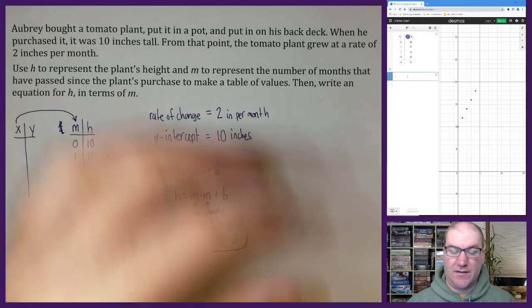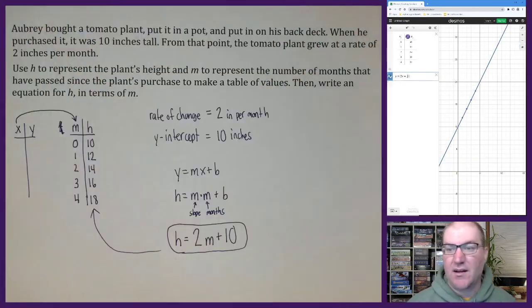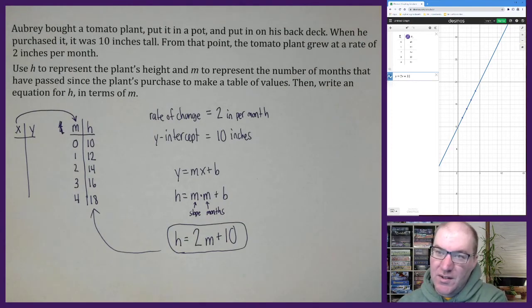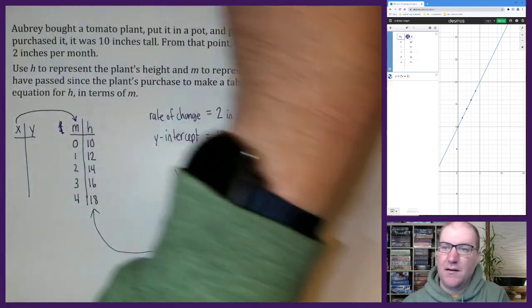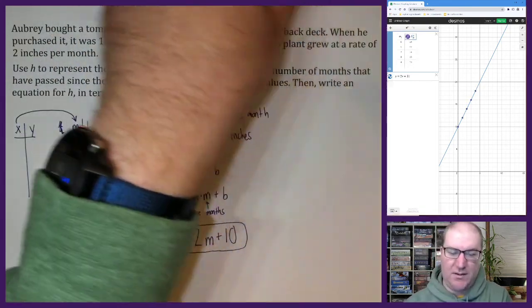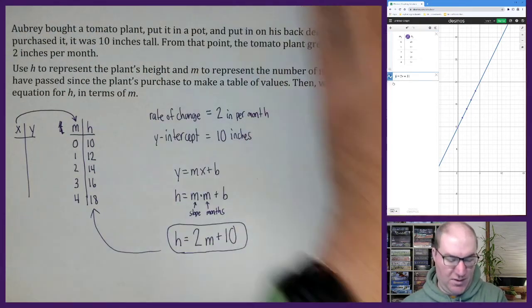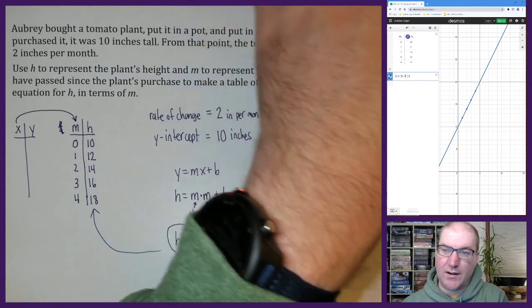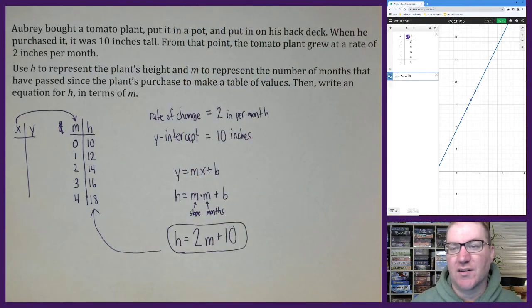I'm going to graph this using y's and x's: y equals 2x plus 10. And you'll see it goes right through all the points. I believe if I change this to be m and this to be h, it'll let me use the correct variables here. So y can be h, and this can be m. So yep, there we go. I used the table of values that we made to create this equation, and look at that, all of our points go through it.